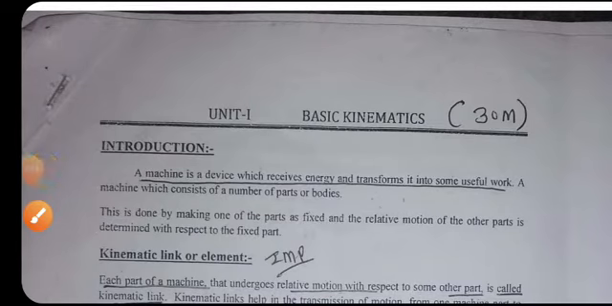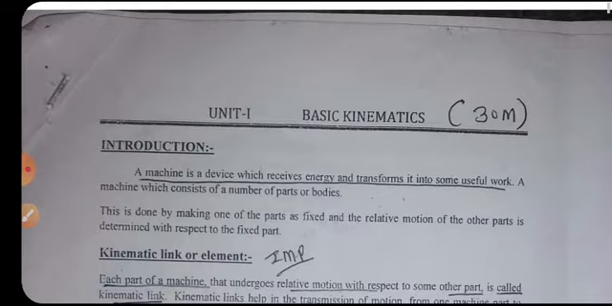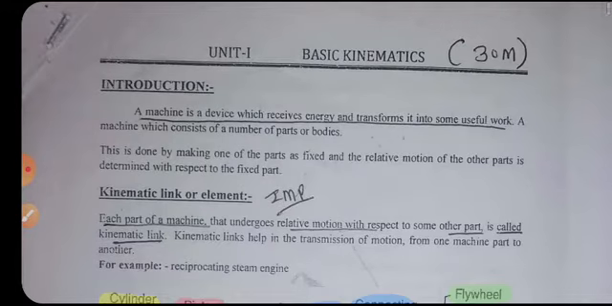Student, in the previous video we already discussed the course content, the blueprint of marks for the semester end examination, and even the question paper pattern of the subject MOM, that is Mechanics of Machines, right? Now in this video let us discuss the first unit, that is Basic Kinematics, and it carries 30 marks. Let us discuss the introduction.